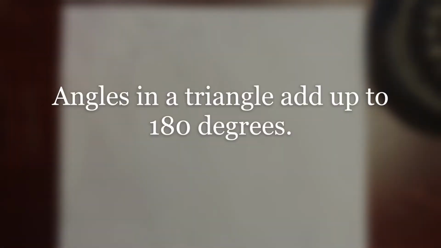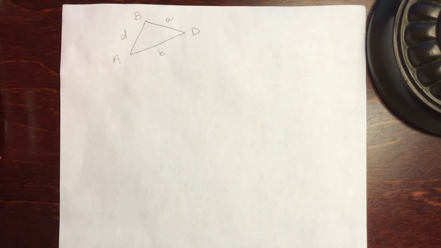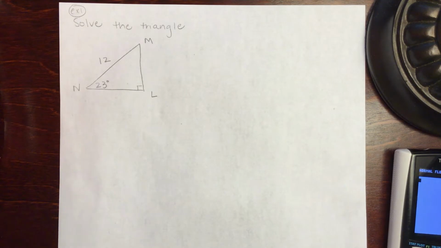Helpful rule before we get into anything is angles in a triangle add up to 180 degrees. And remember, the square that you see denotes a 90-degree angle. Okay, let's get to an example. Example 1, solve the triangle below.